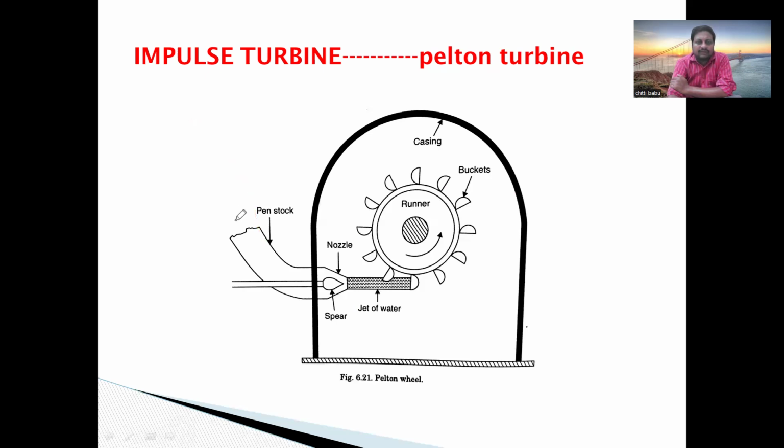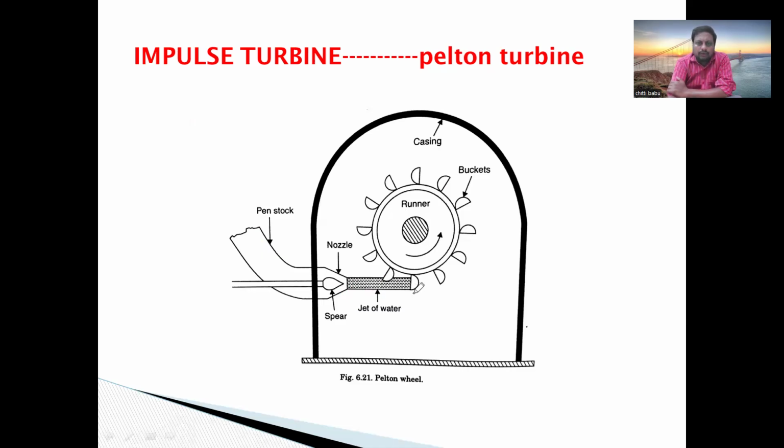So the water will be passing through the penstocks. At the end of the penstock, we have a nozzle, so suddenly the cross-sectional area will be decreasing. The outcome of the nozzle we call a jet of water. This jet of water will be striking on the turbine vanes.